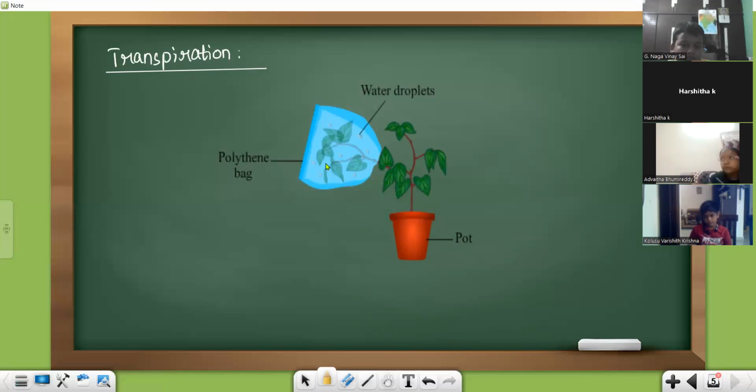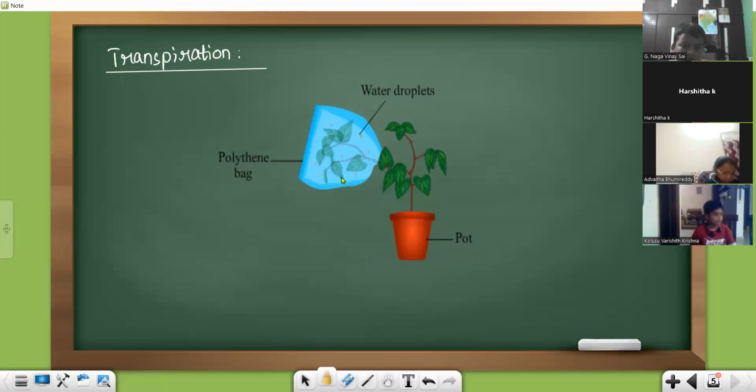Can you see the water droplets inside the cover? Yes, so water droplets are inside the cover. It means that if the cover is not tied, the water will go out in the form of vapor. As we are covering the branch with a cover, we can see that water droplets are deposited inside. They are formed inside.